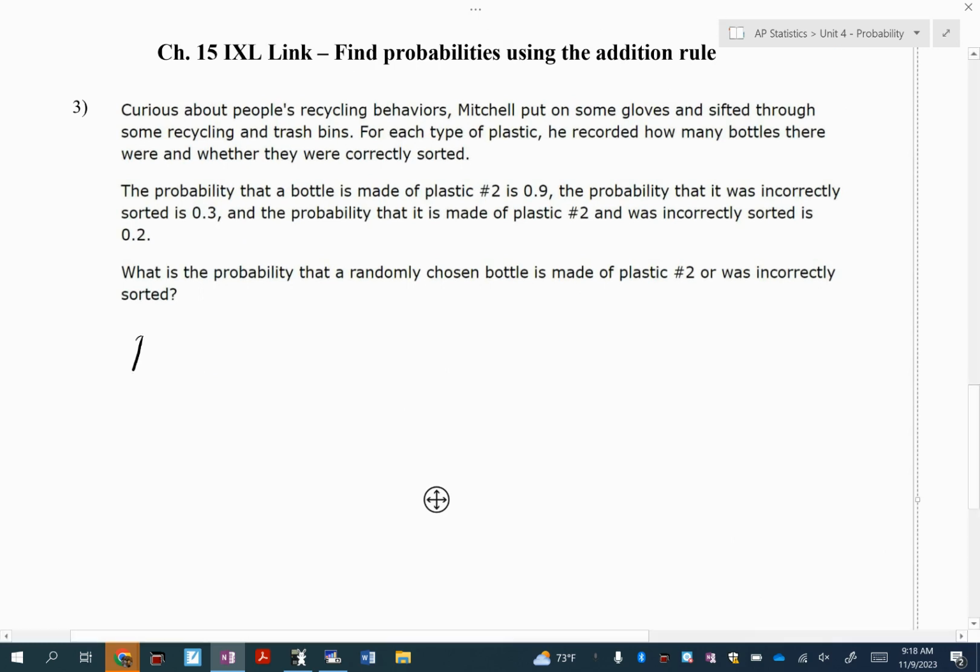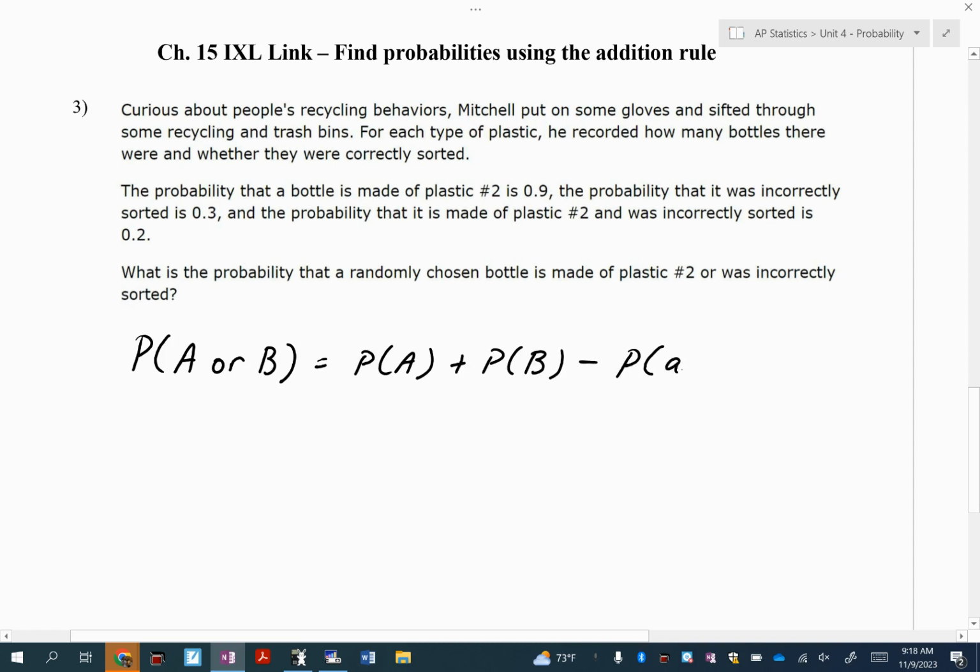All right, so I'm going to write down the formula. Now, what I recommend when you're doing this is to write down this formula every time, okay? Then you're going to slot in the given stuff in the question. All right, so it says the probability that a bottle is made of plastic number 2 is 0.9. I'm going to make that my event A. My event A is the likelihood that the bottle is made of a certain plastic. So I'm going to put 0.9 for event A.